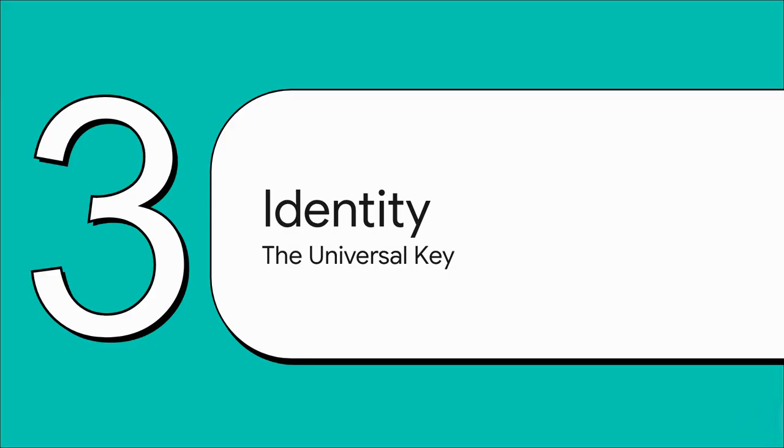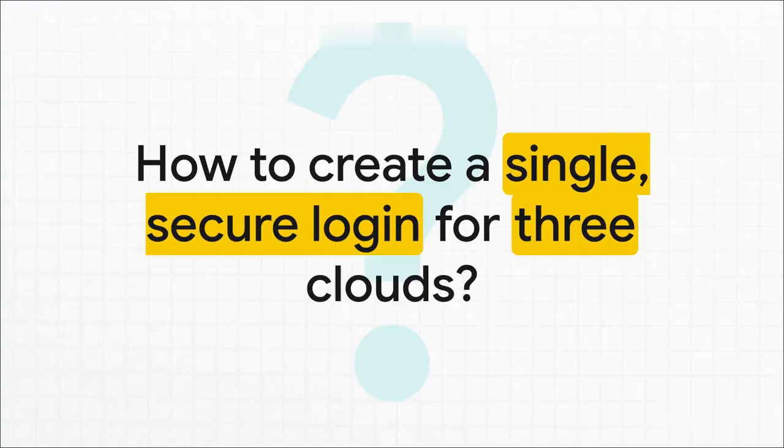Okay, let's move on to our second pillar, identity. Once we know where our application lives, we've got to manage who gets in. This is like the universal key to our entire system, and it has to work flawlessly across all three clouds. And this really boils it all down. Just think about it for a second.